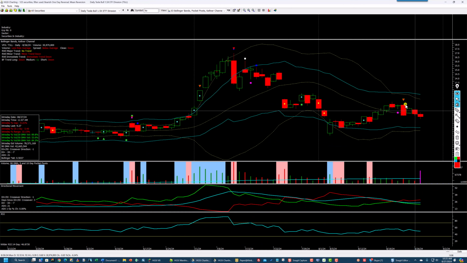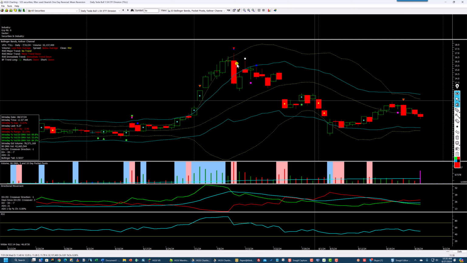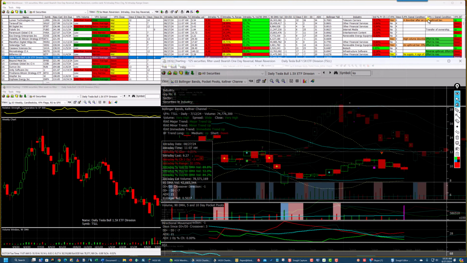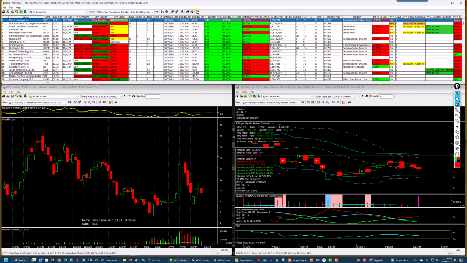One-day reversal here. There would have been a one-day reversal signal here, too, here, and so on. Now, let's see how many of these are up today out of the 125. See, there are a lot of them up. So this scan could also be used just to look for a one-day pullback, and then the next day, if the stock is moving up, could be an opportunity to get in.